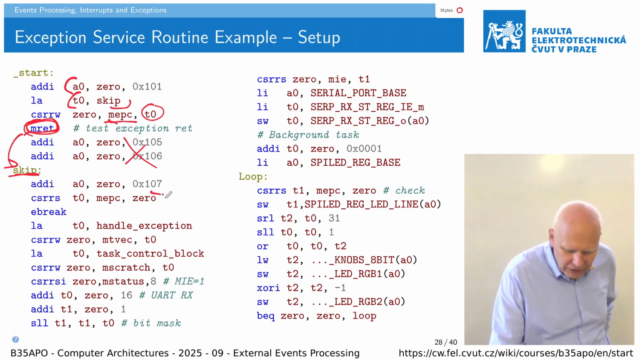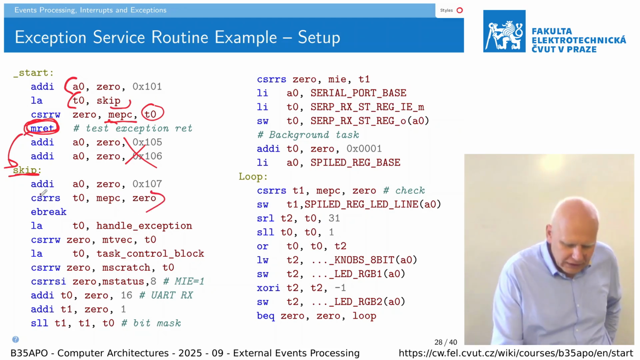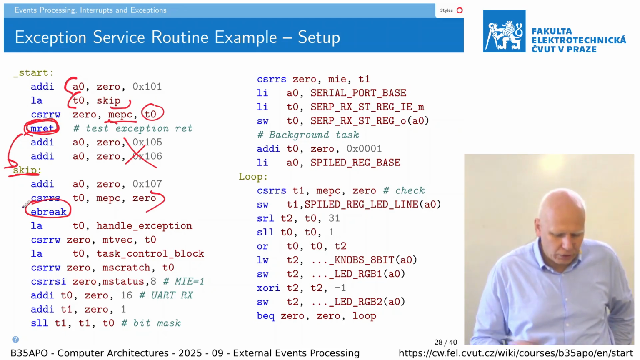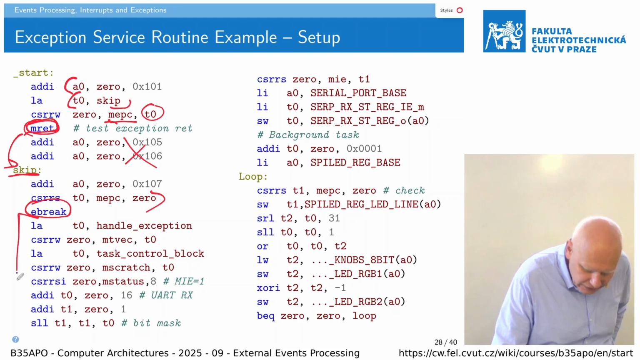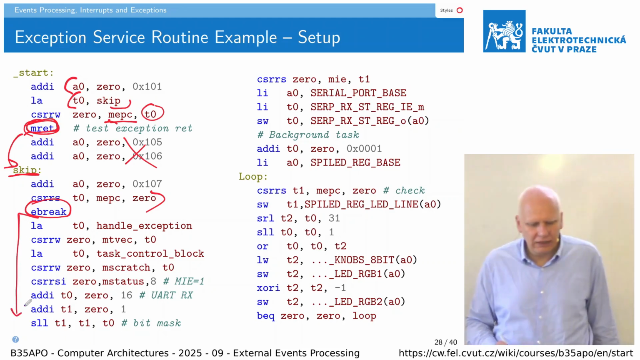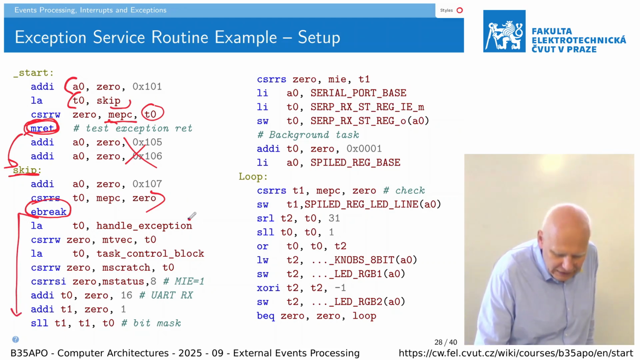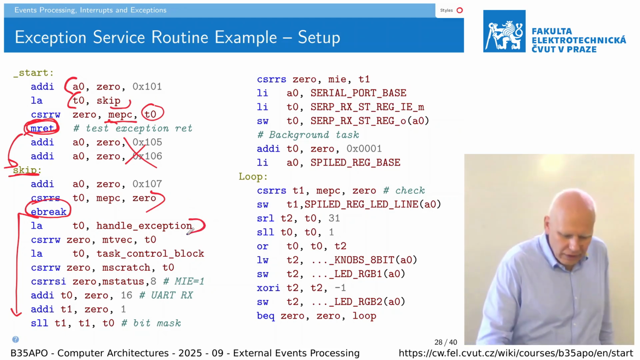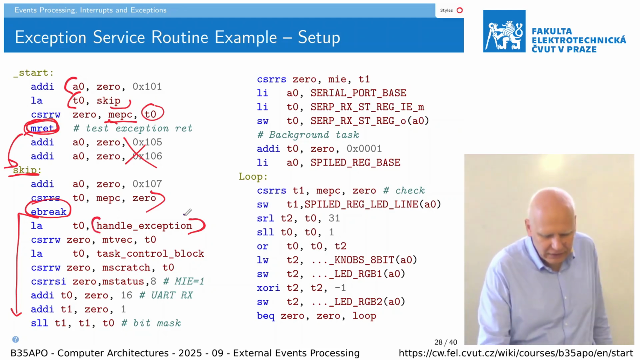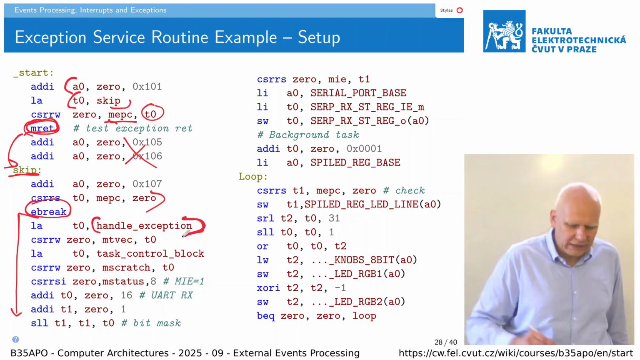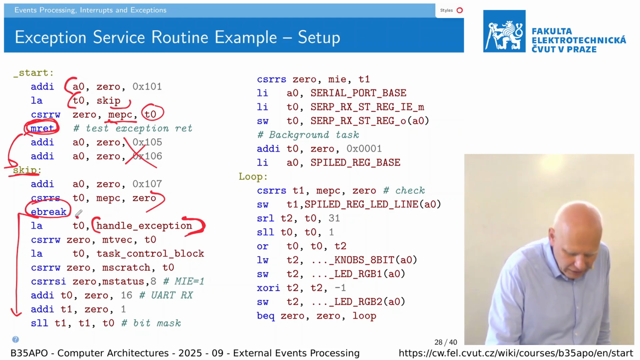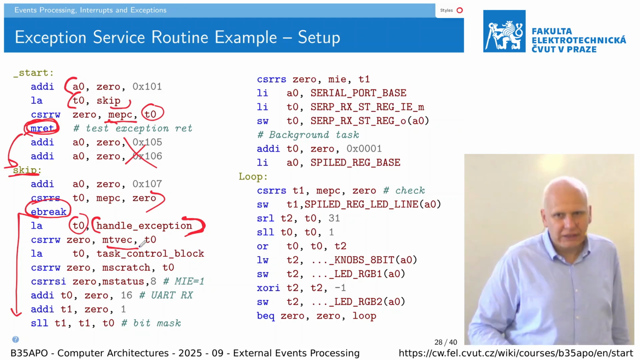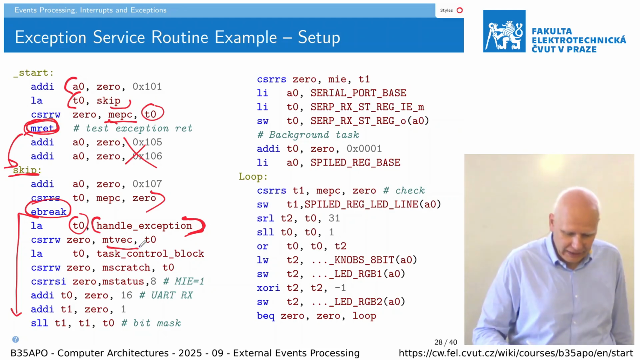Then we can, for example, set MPC. Then there is a test of ebreak, which you already know. And now we start to set the actual exception handler. So we decide that our routine, which will process the exception, will have this name, and it is the label address where this routine starts. We put it into T0, and set mtvec to that address.